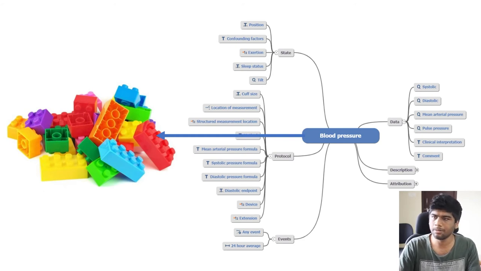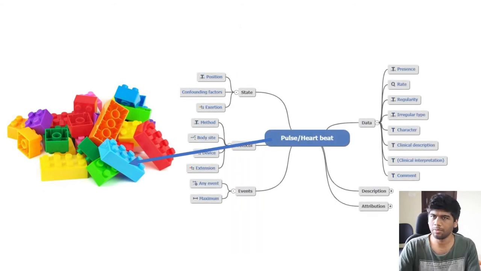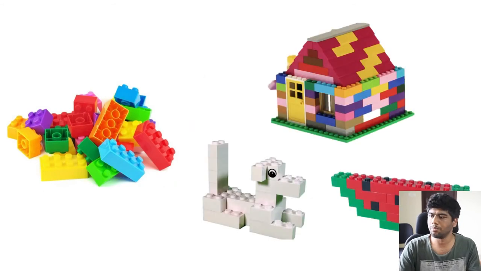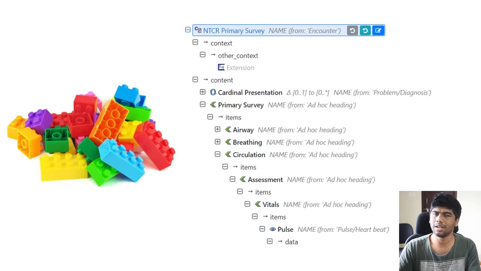And they have a lot of these archetypes, about 800, I think, now. So there is one for a pulse, heartbeat, there is one for medication order. So all of these are like Lego bricks that are available to you. And you can take these Lego bricks and build whatever you want. You can build a house, you can build a nice dog, you can build a watermelon. So all of this is done using the template. So this is an example of a template, and we'll be building one ourselves.